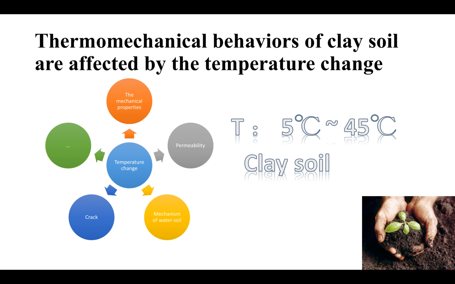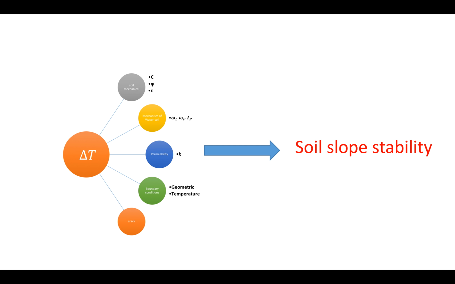The behaviors of clay soil are affected by the temperature change. You will find the temperature change will affect the mechanical properties and the moisture of the clay soil and lead to cracks in the soil. Because of this change, the soil's mechanical changes will affect the soil slope stability. So I want to study the soil slope stability influenced by the temperature change.